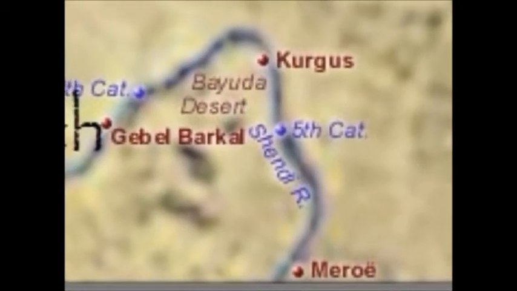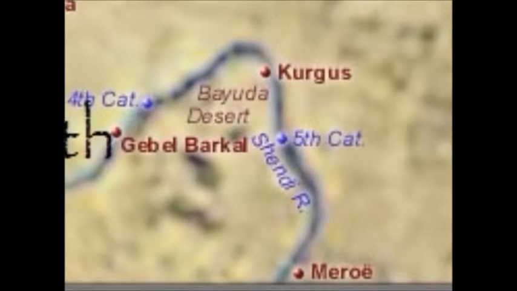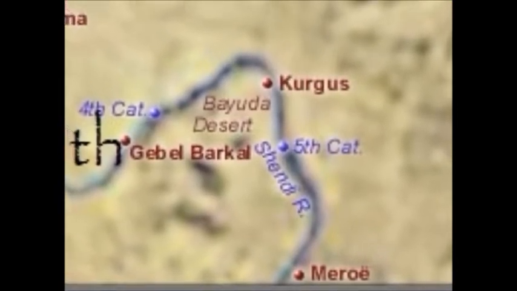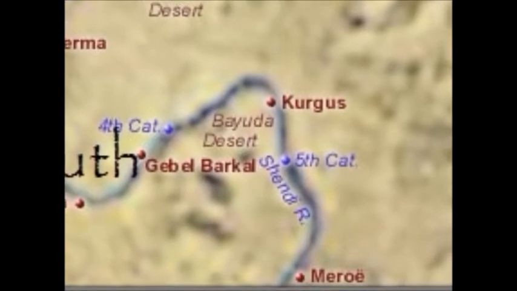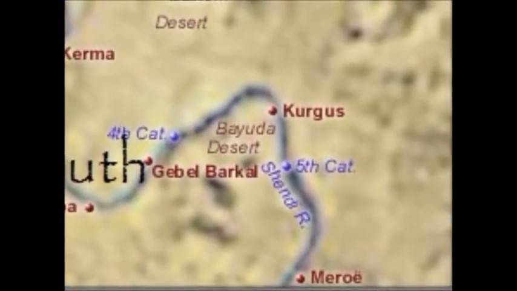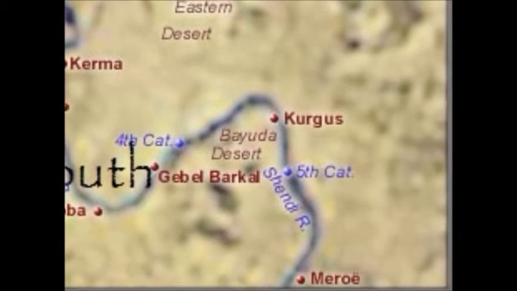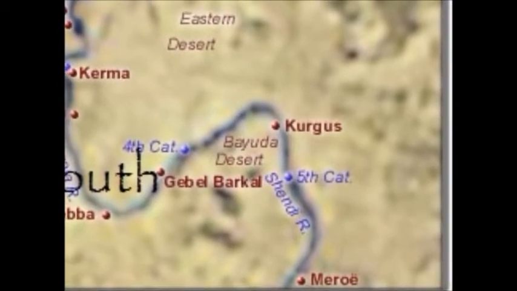This map shows 5 of the 6 locations of the Nile cataracts. The 6th one is actually off of the map, down at the bottom, past that location called Meroe. Now the word cataracts is abbreviated as CAT.